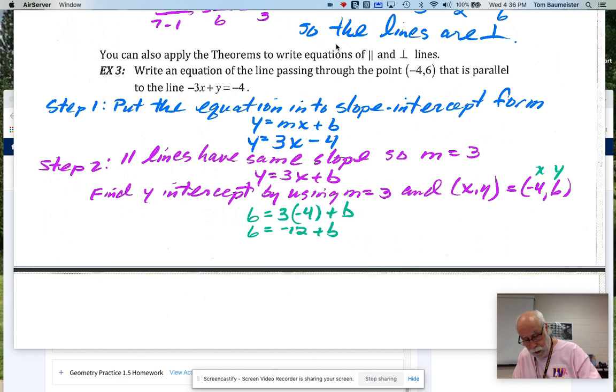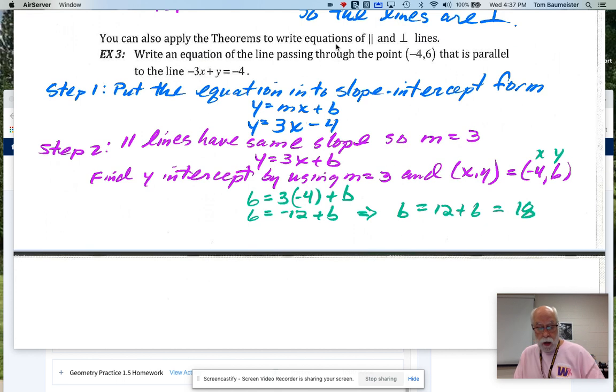To solve that for b, I'm going to take my negative 12 and move it over to the other side. So that's going to become positive. So b is equal to 12 plus 6, which is equal to 18. So my line that is parallel and through the point negative 4, 6 is y is equal to 3x plus 18.